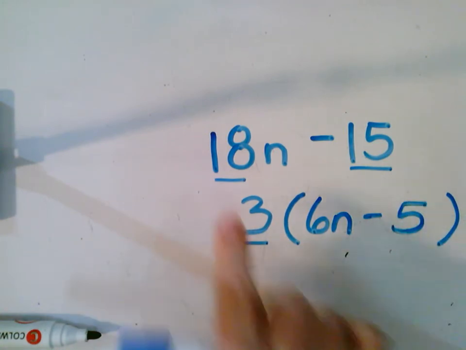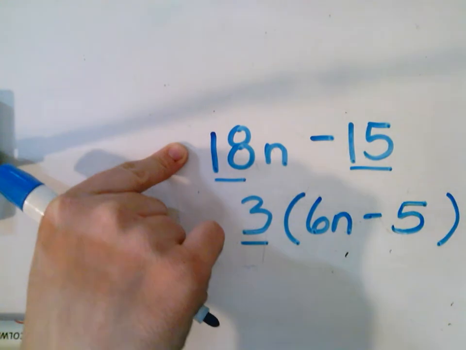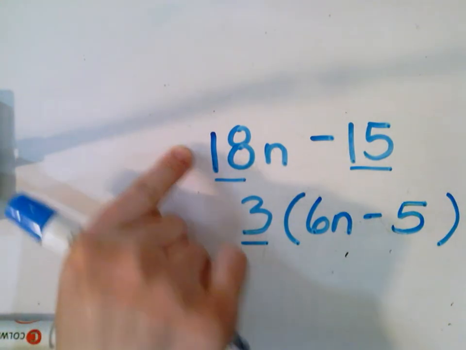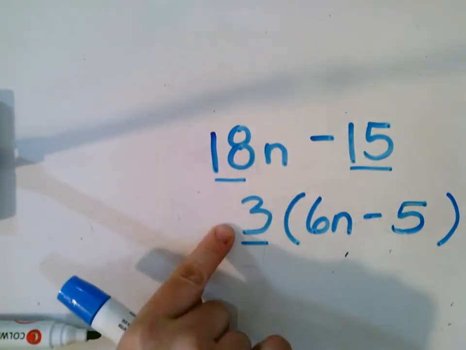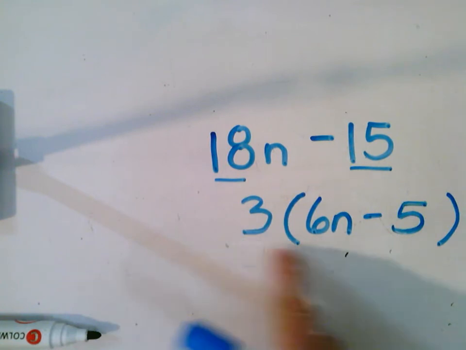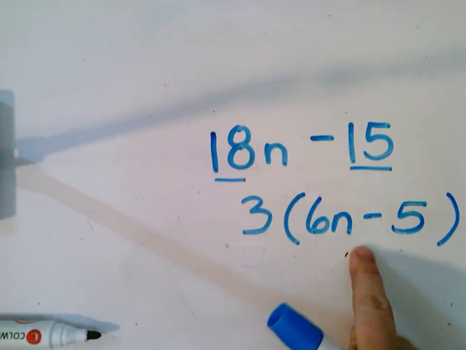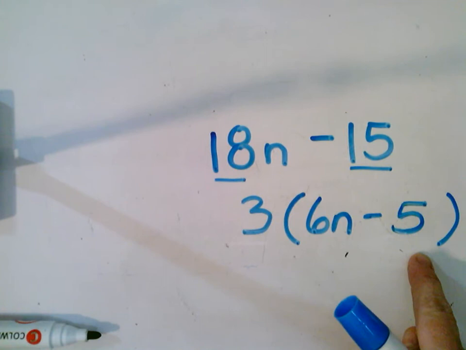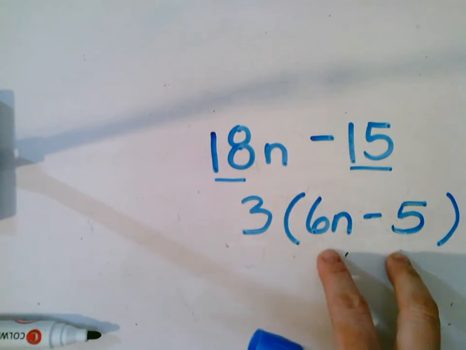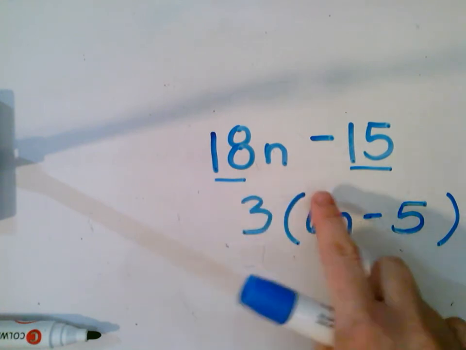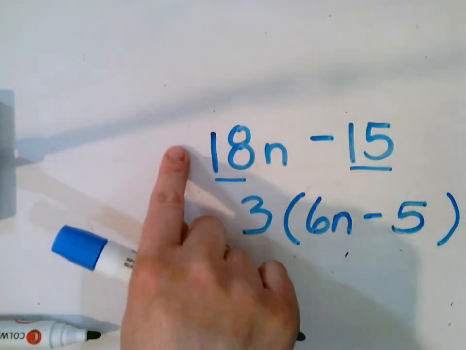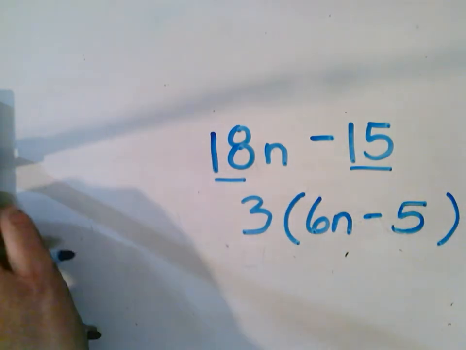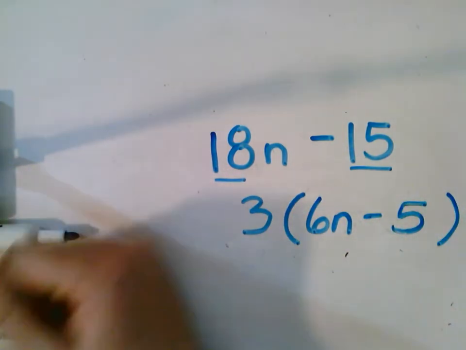So if I factor out this expression, 18n minus 15, my new expression is 3 times the difference of 6n minus 5. 3 times 6n minus 5. If I was to distribute my 3 again, I would get the same answer. Let's do one more problem like that, and then you guys are going to work on your Kami page.